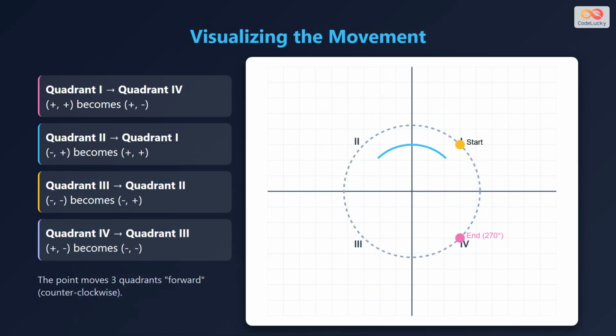Let's visualize how the quadrants change. A point starting in Quadrant I will skip past Quadrant II and III, landing all the way in Quadrant IV. Essentially, the point moves 3 quadrants forward in a counterclockwise direction.